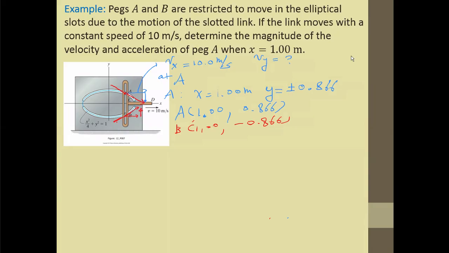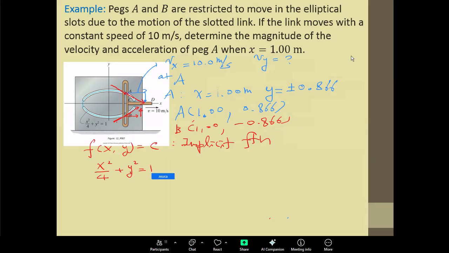Now the equation form for the ellipse, x squared divided by 4 plus y squared equals 1, is called an implicit function. We talked about implicit functions last time. The function format is like this, equal to a constant. This is called implicit. Then our function is x squared over 4 plus y squared equals 1.